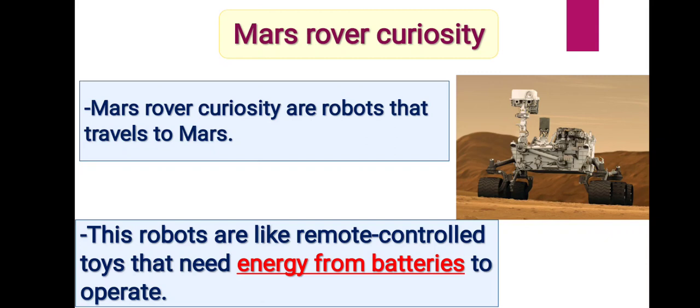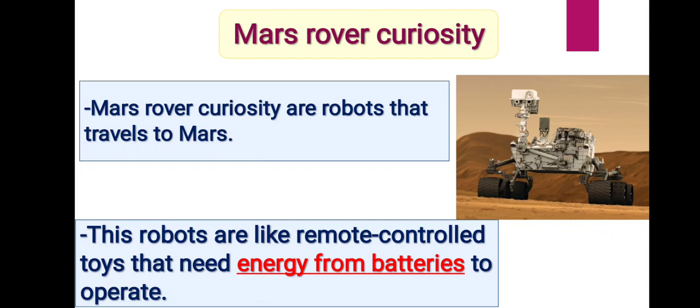The scientists sent this robot to the planet Mars to discover it. This robot, like a remote controlled car, needs a source of energy, and its moving is controlled by remote control by the scientists. So the scientists sent the Mars rover Curiosity to discover the planet Mars. Okay, where can the Mars rover Curiosity get energy from?